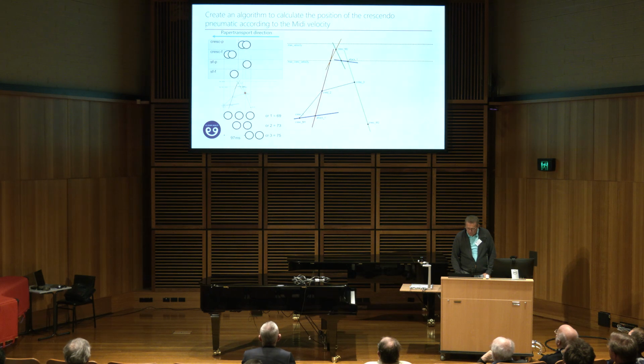These notes are struck shortly after each other with different velocities, respectively 69, 73, and 75. The blue arrow points to the direction where the paper moves to. When the first note, CR1, is struck, the pneumatics is in a position that corresponds to a velocity of 69, at this point. We call this crescendo moment 1. Simultaneously with this note, a crescendo forte hole starts here.